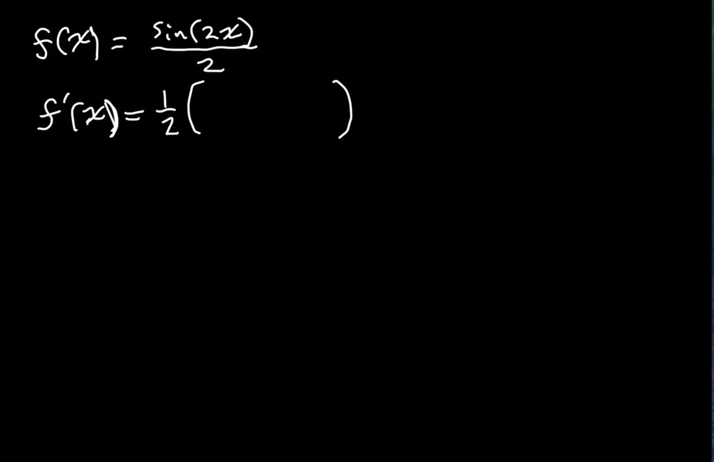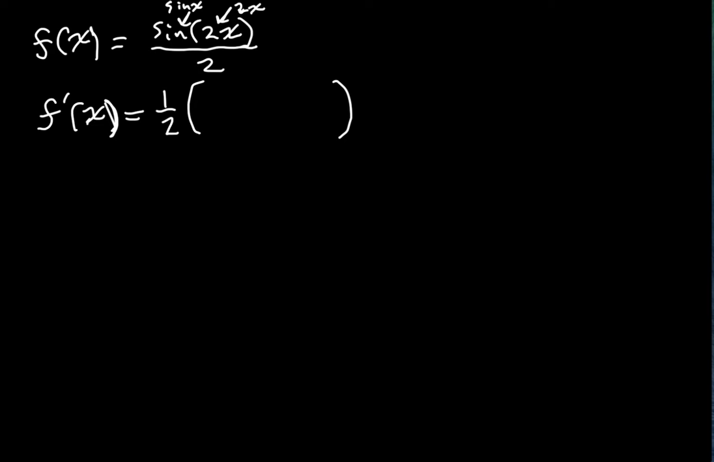So we have an outer function and an inner function, right? So we're going to be using the chain rule. Our outer function is sine of x, and our inner function is 2x. So this is going to be our inner function, 2x, and our outer function is sine x.